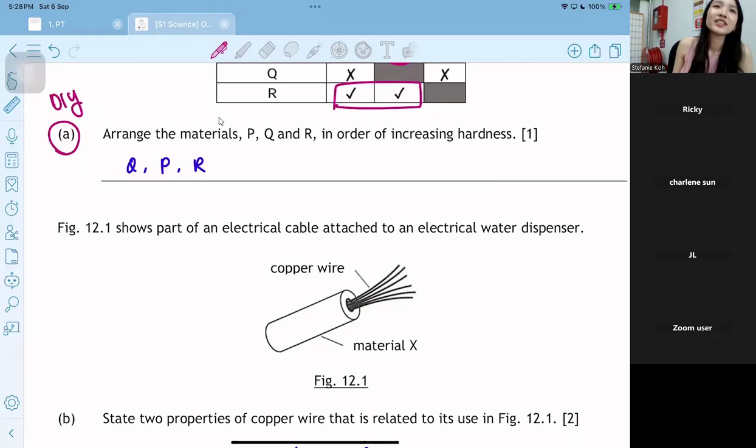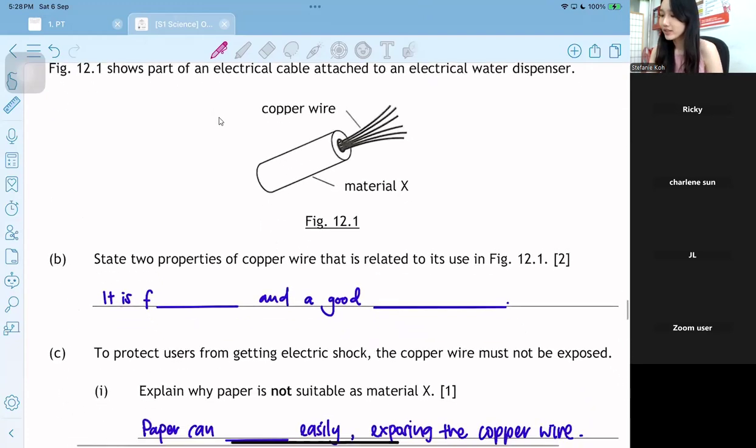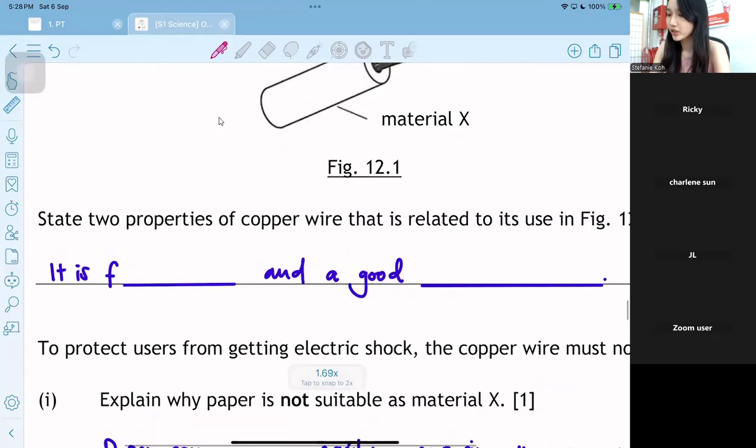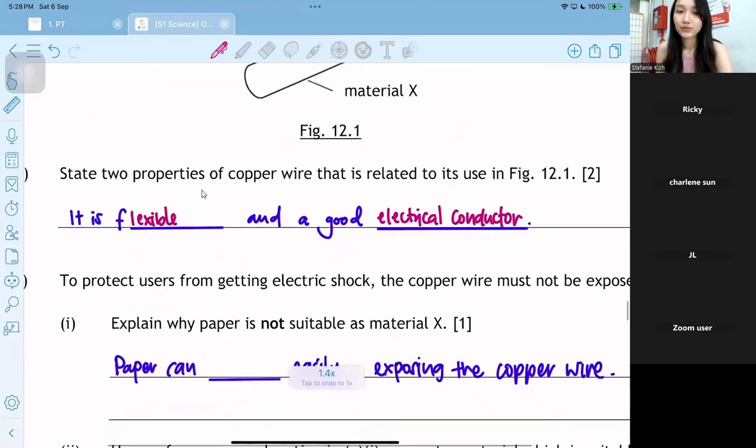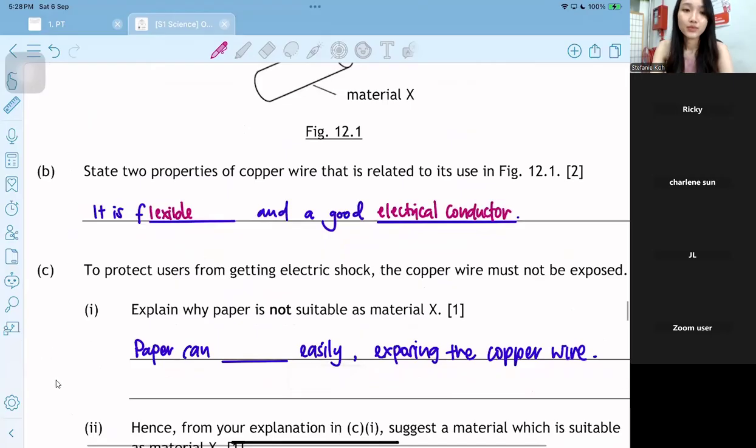So, Haley, you look at my wire, look at this. It's all coiled up. Exactly. Okay? Flexible and a good electrical conductor. Yep, Charlene, flexible. Can I say it's a poor conductor of heat?